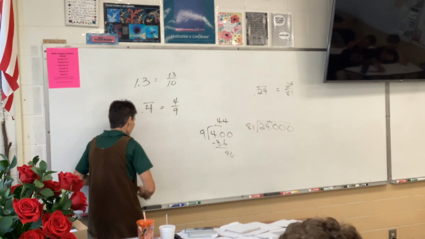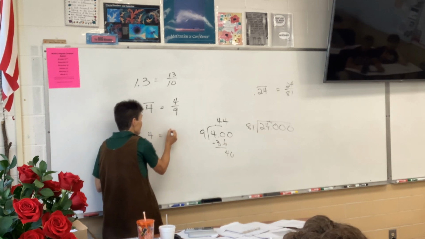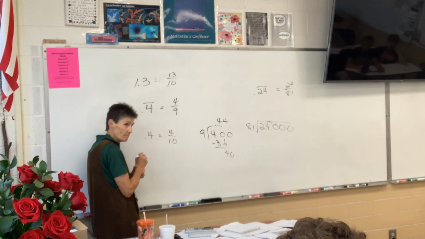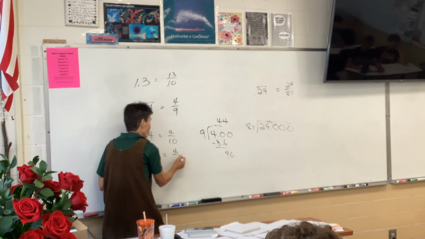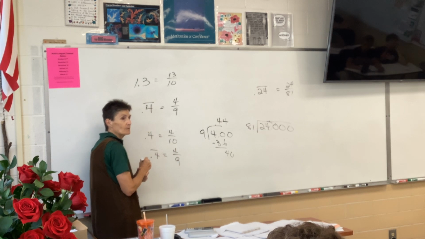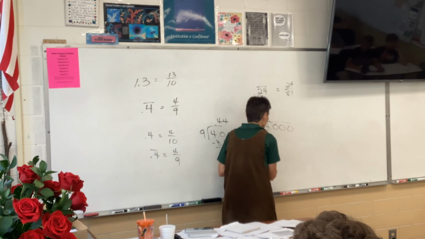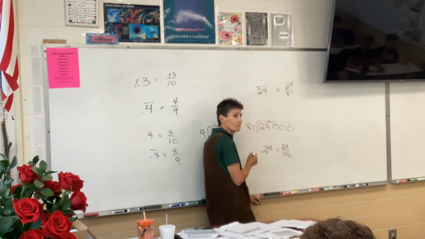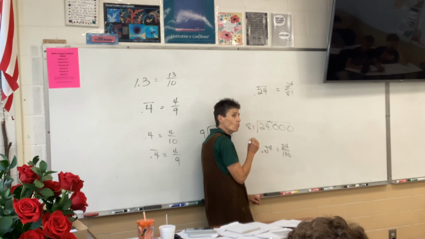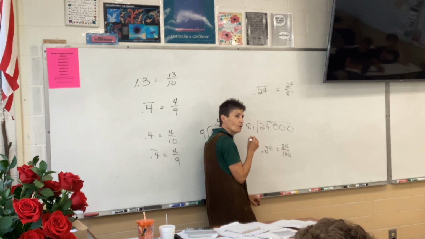So if we had plain 0.4, that would be 4 over 10, right? So when we had repeating 4s, that ended up being 4 over 9. So Alex, if we have plain 0.24, that would be 24 over 100? So what do you think repeating 0.24 will be? 24 over 99.